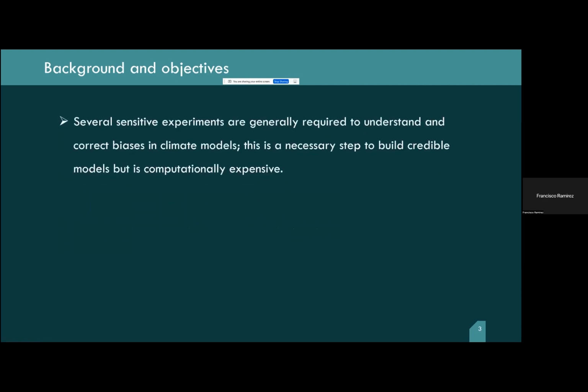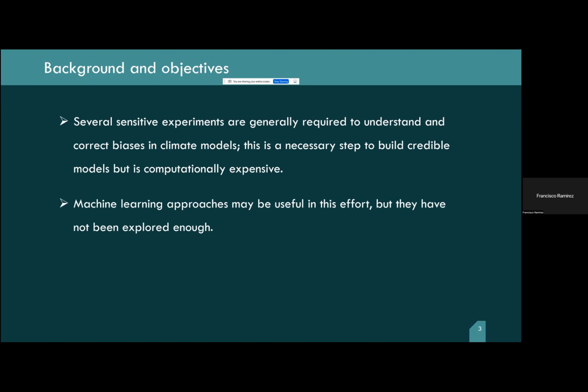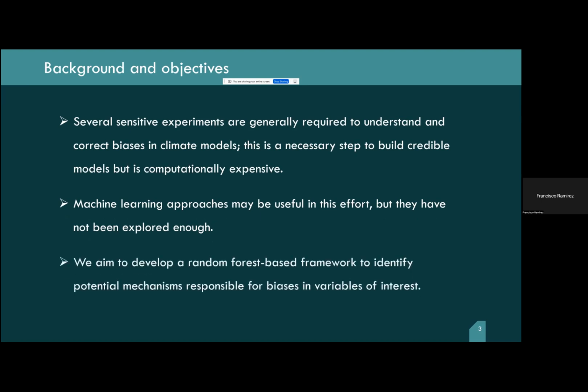We know that climate model outputs are used in climate change adaptation and mitigation studies. In order to make these outputs credible, biases in the model must be understood and corrected. This process often requires a large number of sensitivity experiments, which is time consuming. And with increasing complexity and gaining spatial resolution of climate models, it is also very computationally demanding. In the last decade or so, the use of machine learning tools in climate science has gained attention as a means to reduce computational expense. And in this study, the main objective is to develop a random forest-based framework to identify potential mechanisms generating bias in climate model outputs of interest.